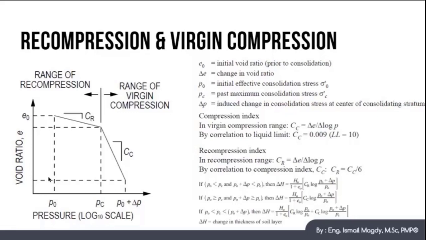Now, if we check this graph, which is the relation between the pressure on a log scale in the horizontal axis and the void ratio in the vertical axis, we can see here that the P naught value corresponds to the e naught value, and the pressure keeps increasing till it reaches Pc, which is the past maximum stress. Now this range is the recompression range, and the slope of this range is called Cr.